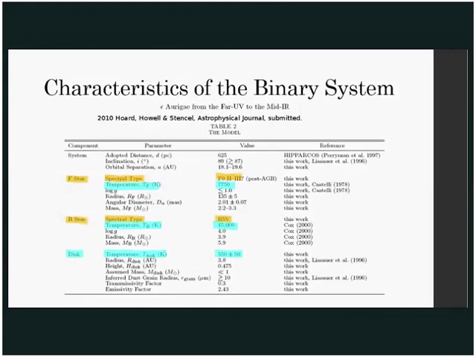There are some unusual characteristics of this binary system. You can see that the primary is an F-type star. It has a temperature of about 7,750 Kelvin. The secondary star is now considered to be a B star, which is a lot hotter at about 15,000 Kelvin. The disk is only about 550 degrees Kelvin because it's a lot cooler.